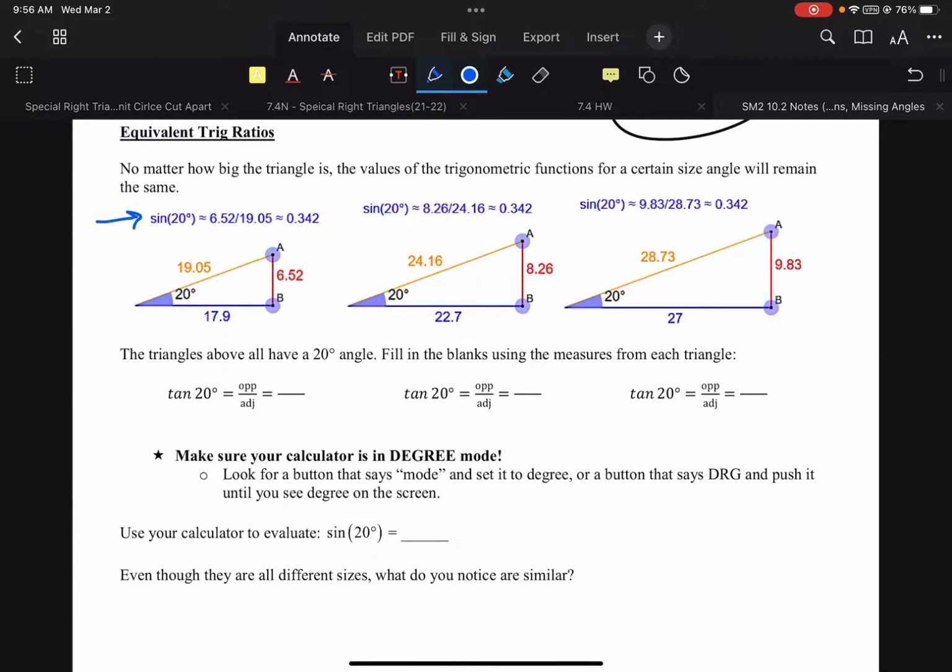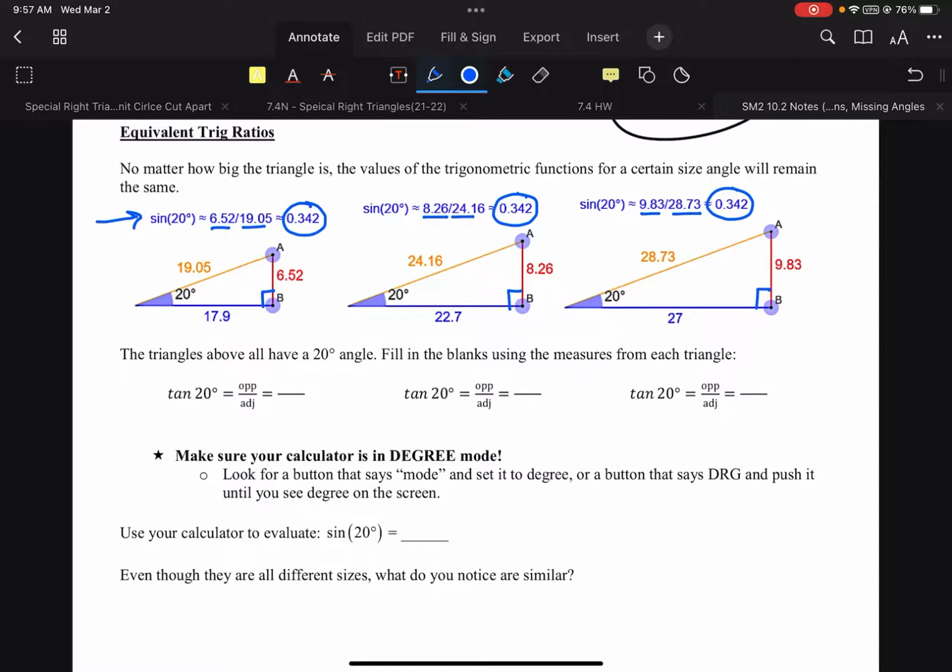These are all similar triangles, if you remember from our last unit, because they're all right triangles, and they have a 20-degree angle. So by angle, they all are similar triangles. So what we've done here is we've looked at the fractions opposite over hypotenuse for each of these three distinct triangles. And the cool thing that you'll notice is that when you did that, you got the same fraction, the same decimal for all of them, 0.342.